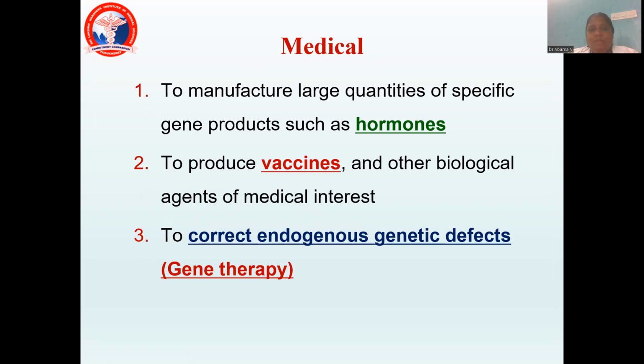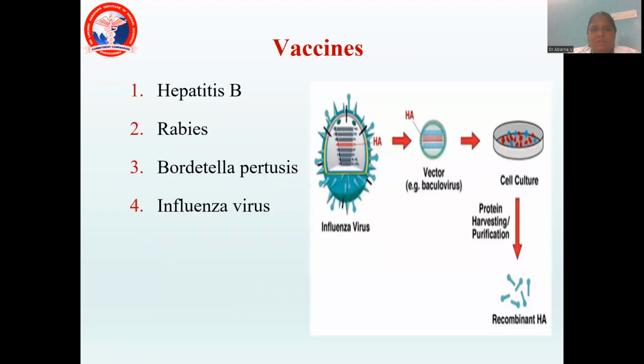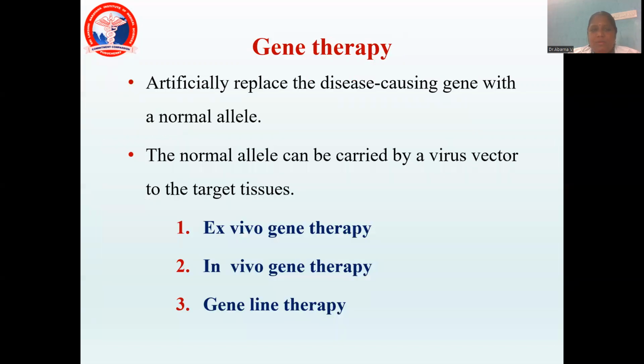In the medical field, it is helpful to manufacture many hormones and vaccines, and to correct endogenous genetic defects, which is known as gene therapy. Human proteins like insulin, growth hormone, parathyroid hormone, and many other products are produced by this technique. Certain vaccines like hepatitis B, rabies, Bordetella, and influenza are produced by genetic engineering. Even vaccines for malaria and HIV are on trial using this method.